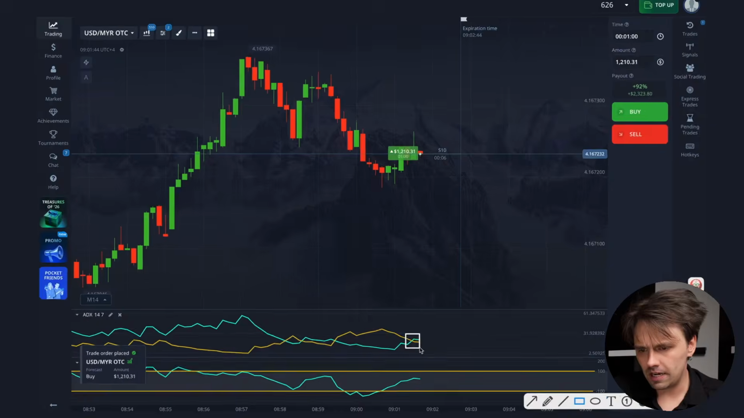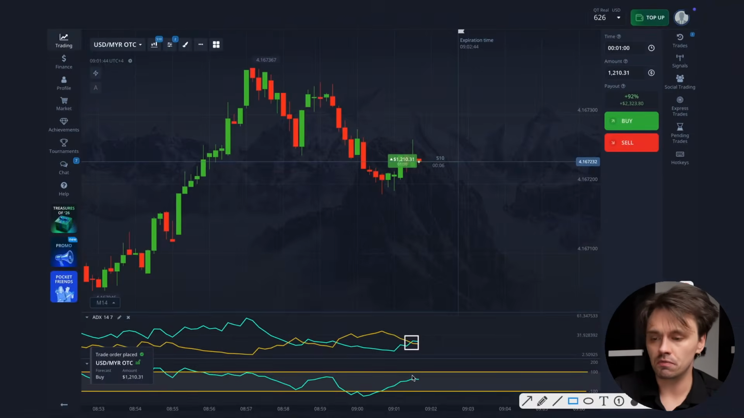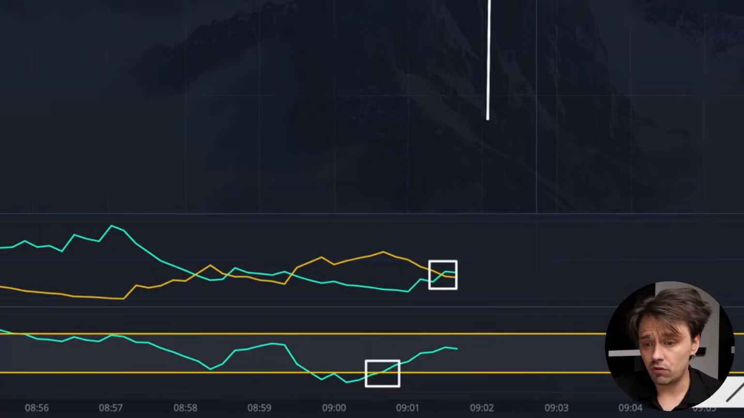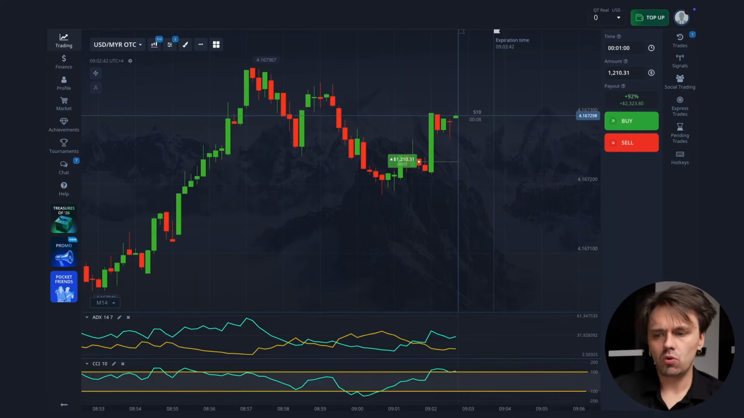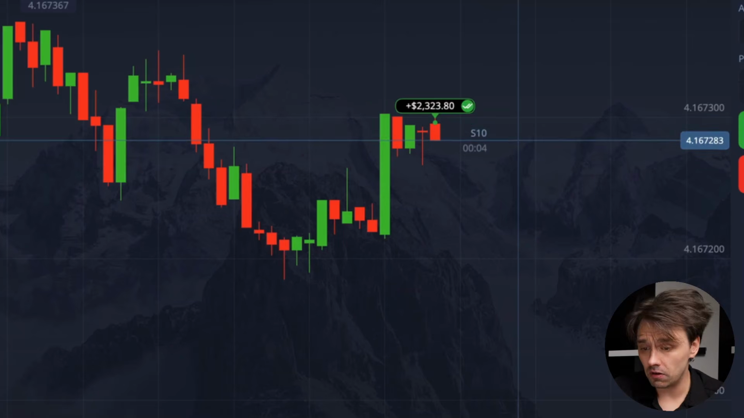ADX, the yellow line is falling, the light blue one is rising, strength is shifting to growth. CCI was in oversold and reversed upward. The market is ready for a rise. The candles show a reversal, sellers are no longer pulling the price down. So we're waiting for the trade to close, and I get $2,323 to the balance. Very, very well.